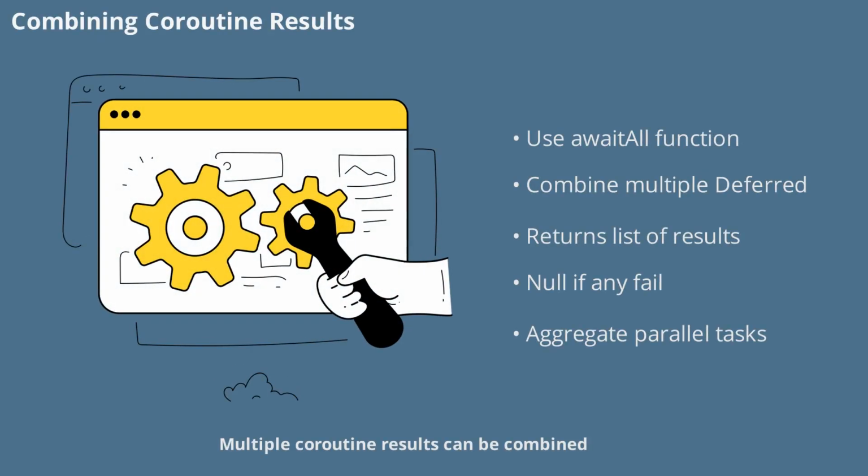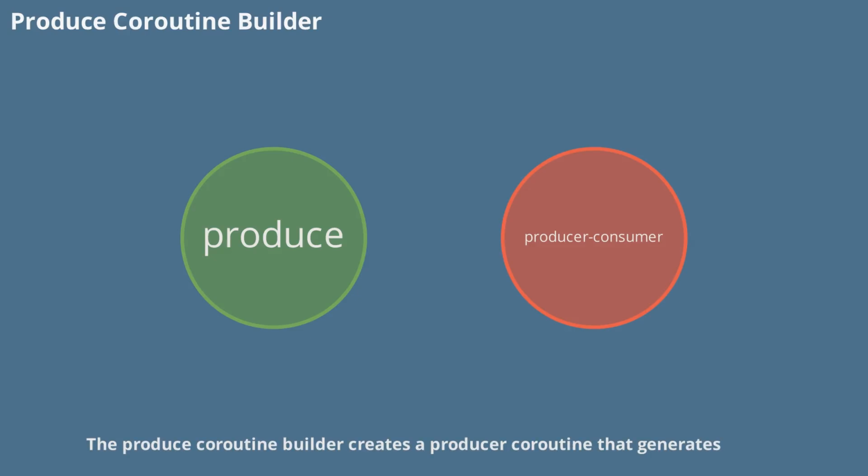Multiple coroutine results can be combined using functions like awaitAll or awaitAllOrNull. These functions take multiple deferred objects and return a list of their results or null if any fail. This approach is useful for aggregating results from parallel tasks, such as fetching data from multiple sources and processing them together. The produce coroutine builder creates a producer coroutine that generates a stream of values and sends them through a channel.